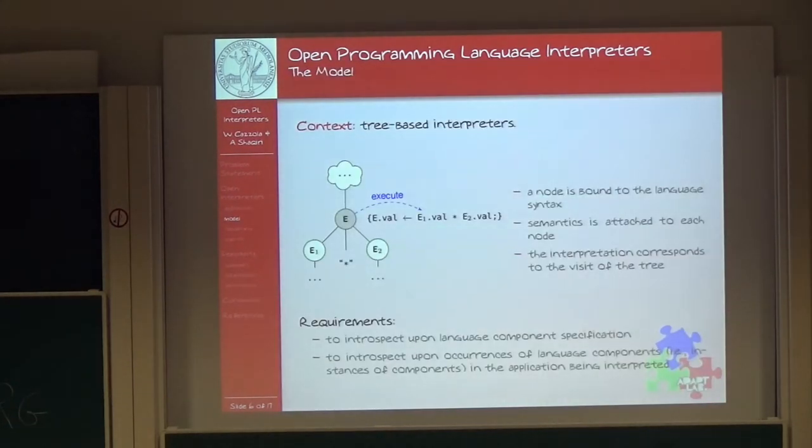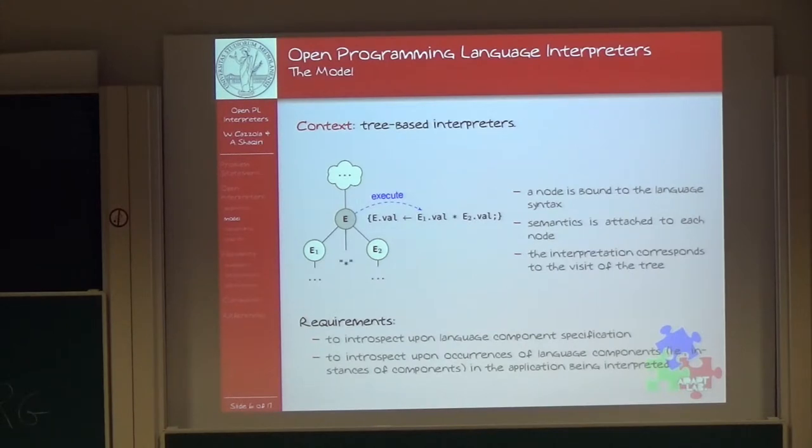Okay, let's see a little bit of details. We are in a specific context that is the tree-based interpreters. What it means to be in this context is that after you have written your application, your interpreter is taking this and creating an AST for that. The interesting thing about the AST is that, well, it's a tree, okay, that's nice, but we have nodes, each node is bound to the syntax in some sense, and the semantics for the evaluation of that node is attached to the node itself. Okay, so everything is there just in order to do some adaptation.